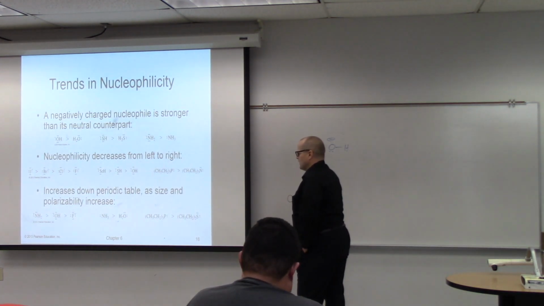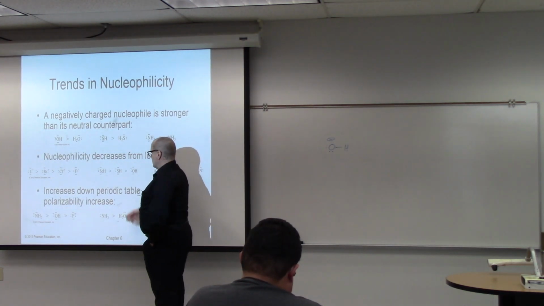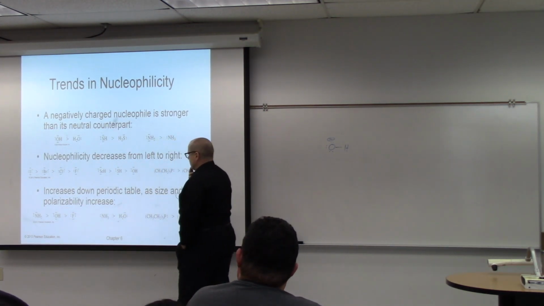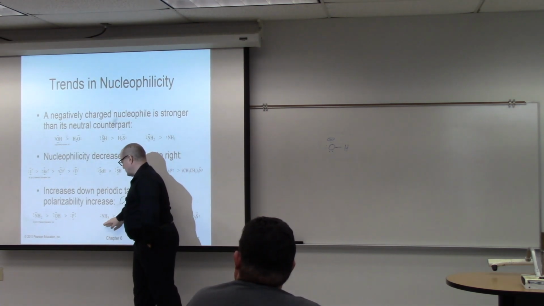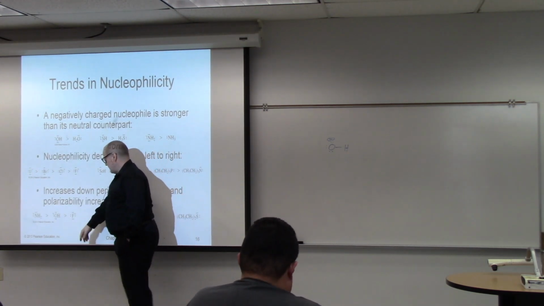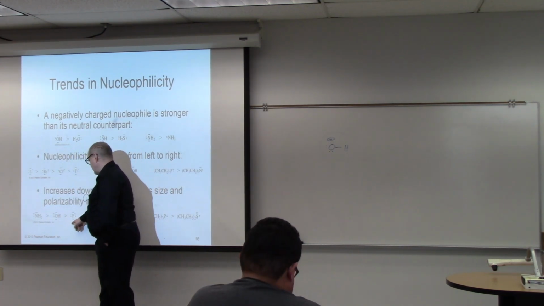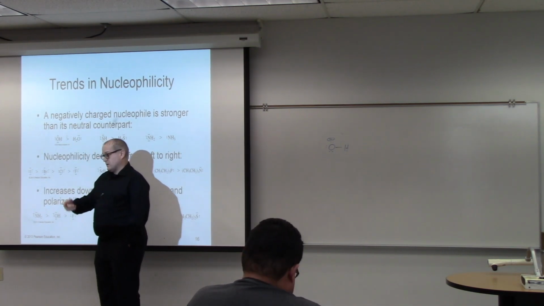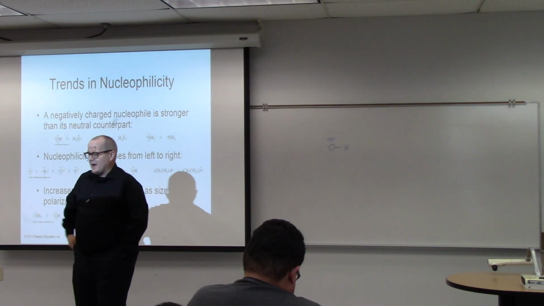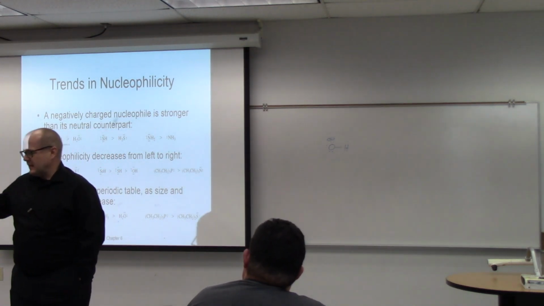Now, nucleophilicity decreases from left to right. Oh, these are mixed up, by the way. These should be down here. Sorry, these examples should be up here. From left to right. So this is more nucleophilic than that, and this is more nucleophilic than this. F minus is a terrible nucleophile. It's a good base, though. Okay? So as you get smaller, you become less nucleophilic.